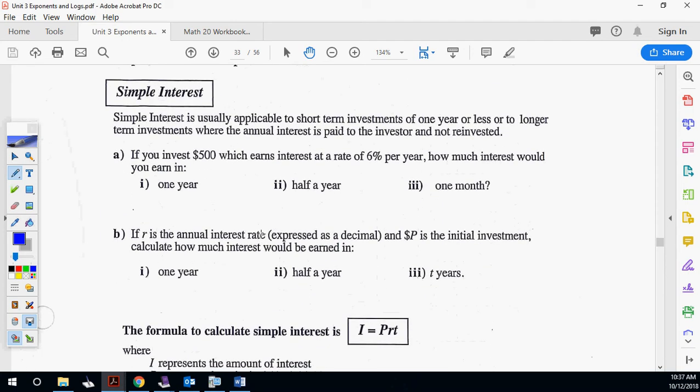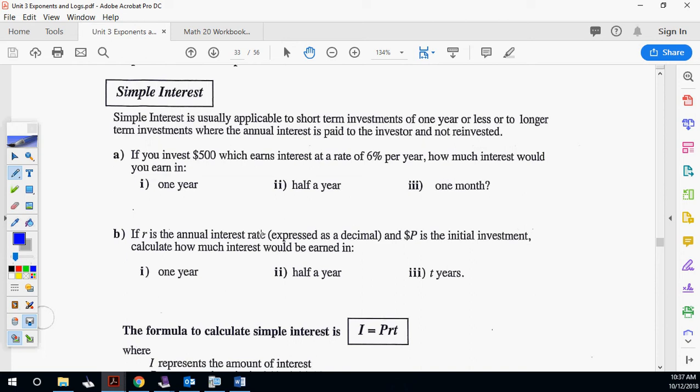So simple interest is usually applicable to short-term investment of 1 year or less, not really longer term, where annual interest is paid to the investor and not reinvested. So you just get that much money, but it's not reinvested. It's almost like when you get your interest, you just put it in your pocket. You don't put it back in the account.